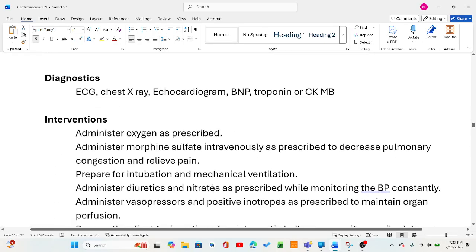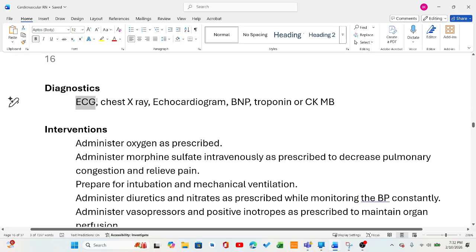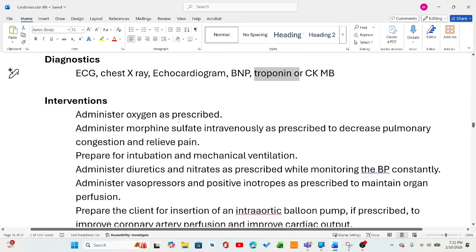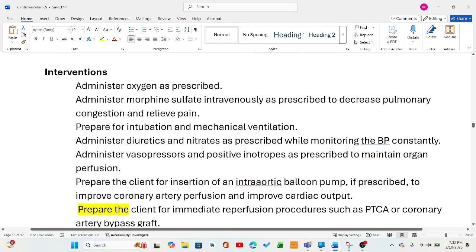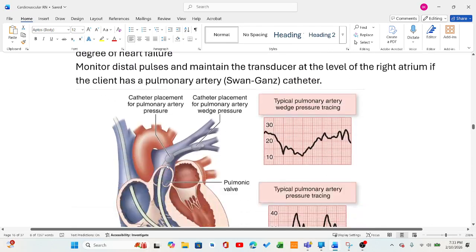Okay, so what are the diagnostic steps? With cardiogenic shock, the doctor will order an EKG, an X-ray, echo, BNP, and troponin, because all of them can be related to cardiogenic shock. Interventions: you give oxygen as prescribed, administer morphine sulfate to control the pain, and also prepare for intubation and mechanical ventilation, which we already talked about. If the person is retaining fluid, you want to give them diuretics if necessary. But most of these interventions we've already talked about.